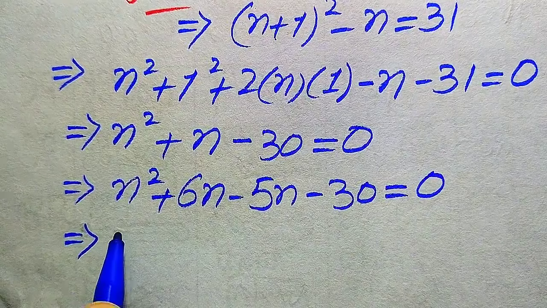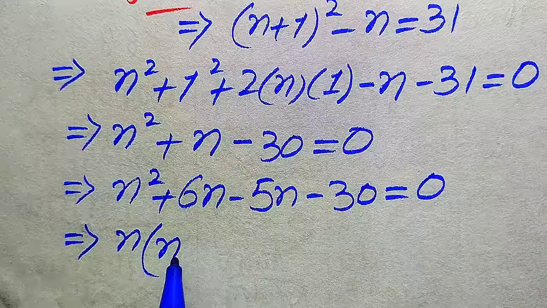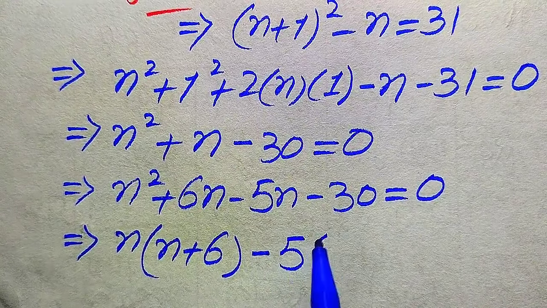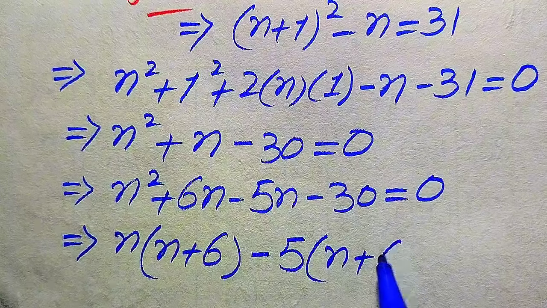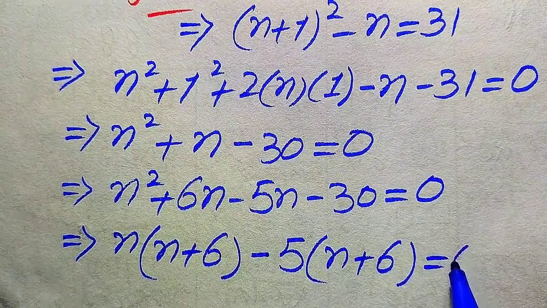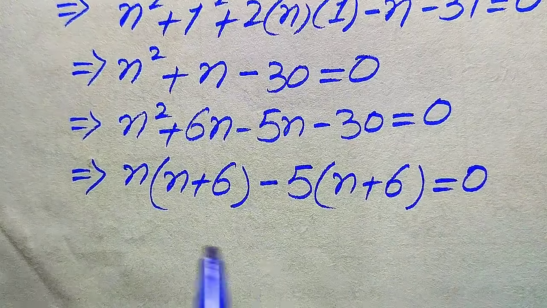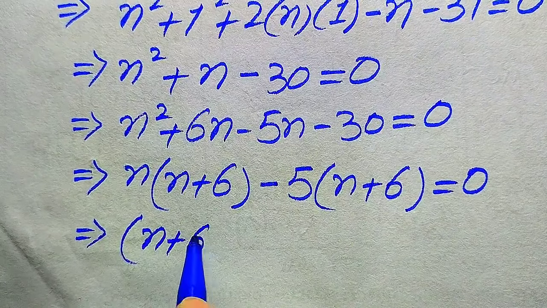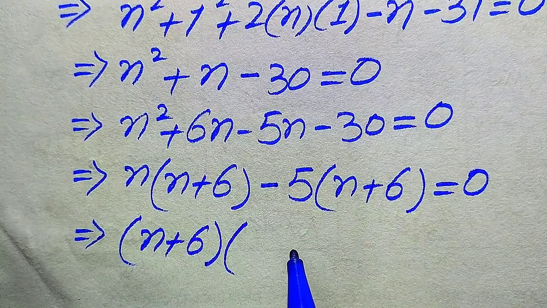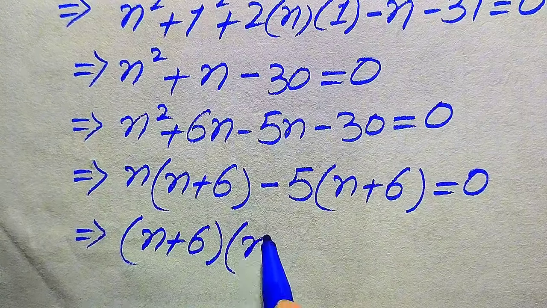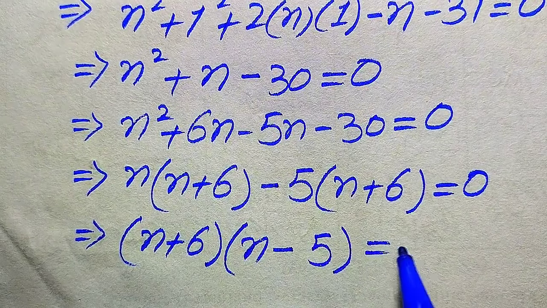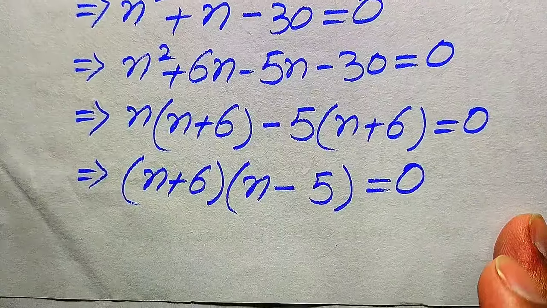So here we need to take common n from the first two terms, and it becomes n plus 6. Here we take common -5, and the remaining value is n plus 6, and this whole equation is equal to 0. Now we need to take common n plus 6 from both of these two terms, and we get n from here and -5 from here, and this whole equation is equal to 0.